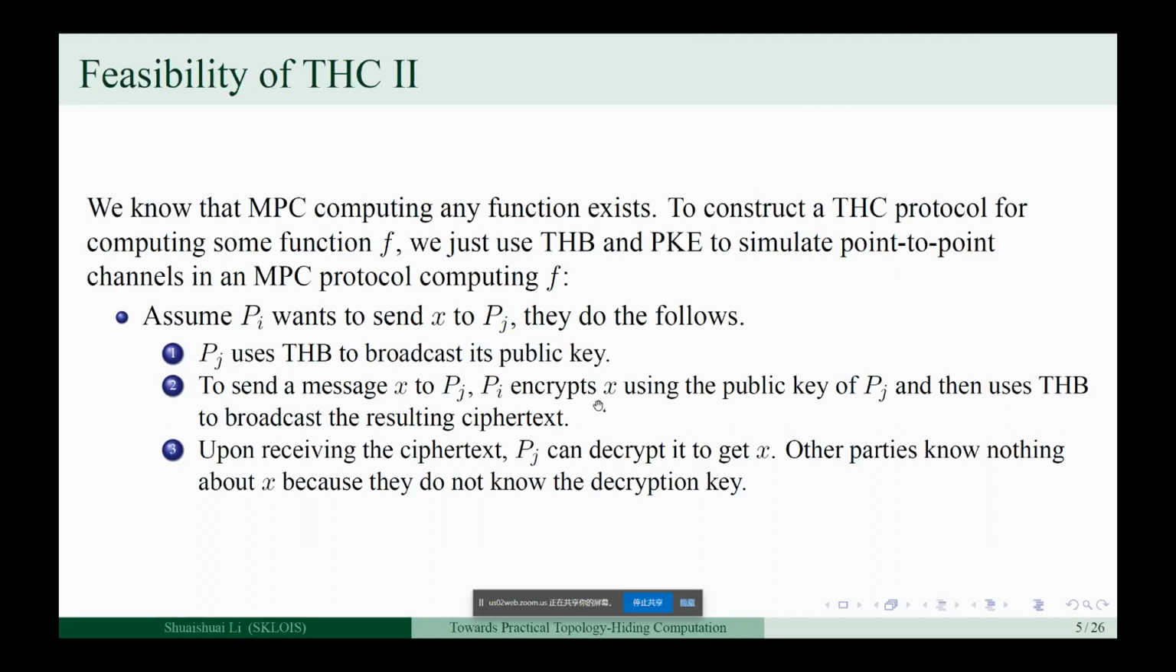Firstly, Pj uses THB to broadcast its public key. Then, Pi encrypts the message x using the public key of Pj, and then uses THB to broadcast the resulting ciphertext. Finally, Pj can decrypt the received ciphertext to get x. Other parties know nothing about x because they do not know the decryption key.